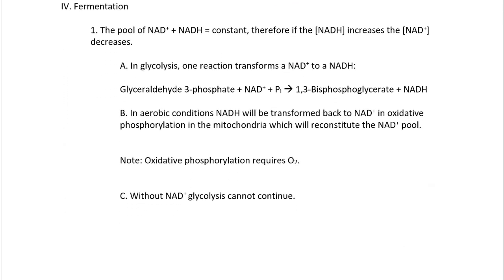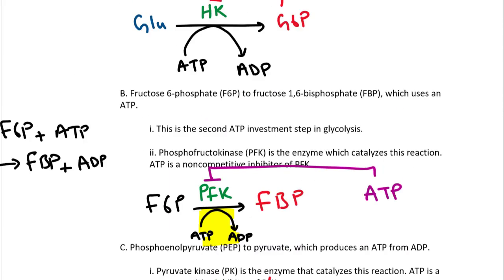Fermentation. So we talked about this in a previous video. The pool of NAD plus NADH is constant. Therefore, if the NADH increases, the NAD plus decreases. In glycolysis, one reaction transforms a NAD plus to a NADH. The reaction is written down here, but let's take a look at this.